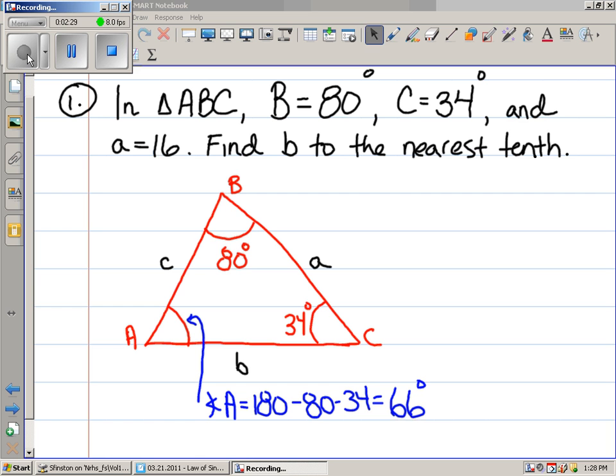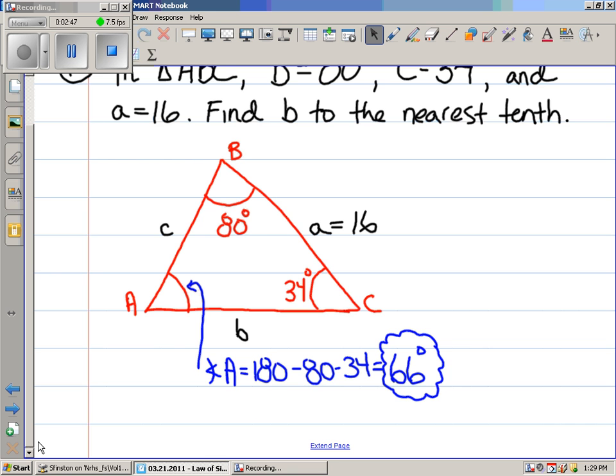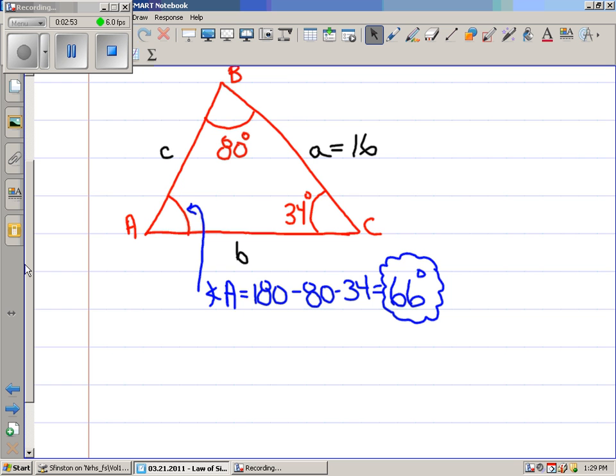All right. I forgot to fill something in. The only other piece of information that we knew is that side A was worth 16. All right. Well, what is it asking us to find? B. We're going to use our new formula that we learned. It's called the law of sines. We'll use our new formula.